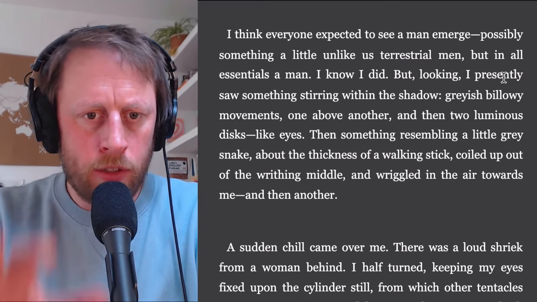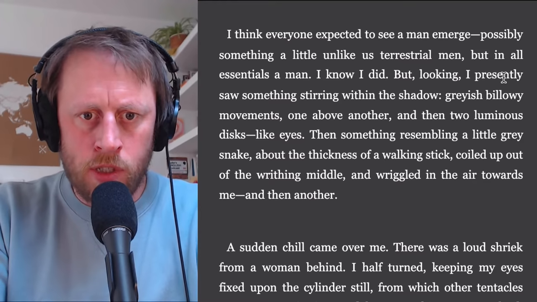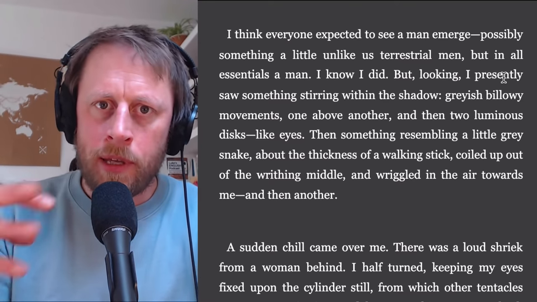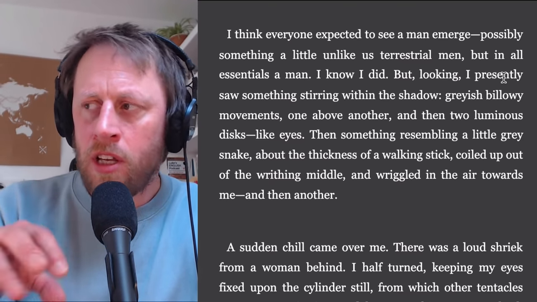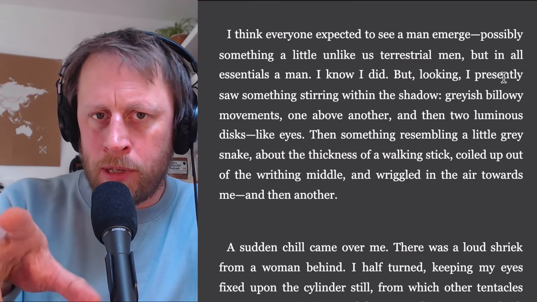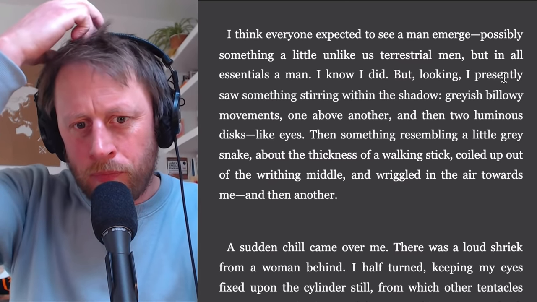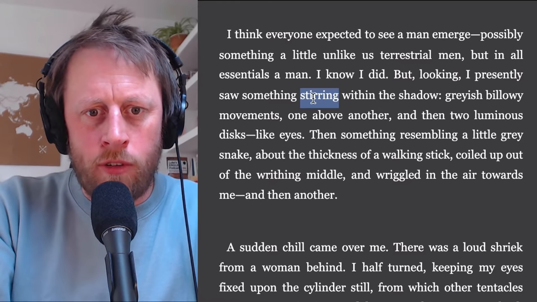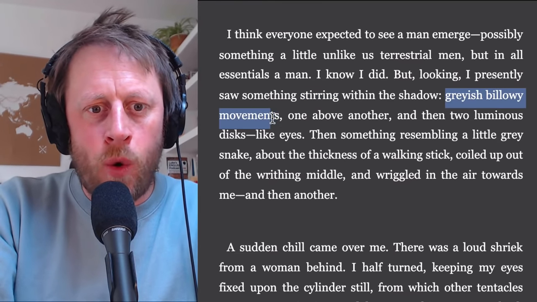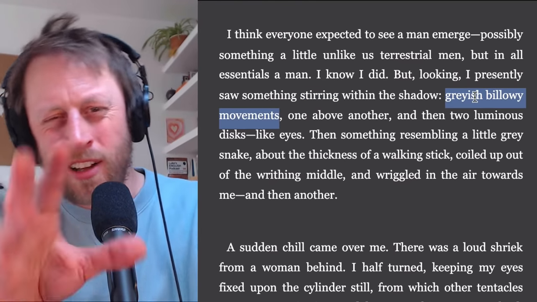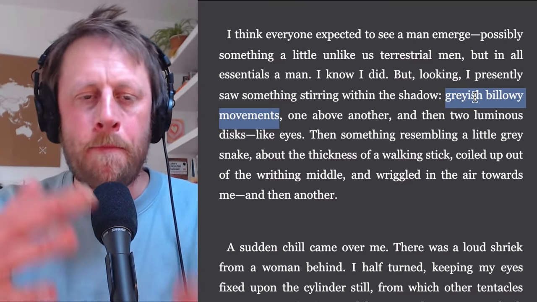Okay, he looked into the darkness, into the shadows, and saw something stirring, something moving around, like maybe the beginnings of movement. Something stirring within the shadow, greyish, billowy movements, kind of grey in colour.